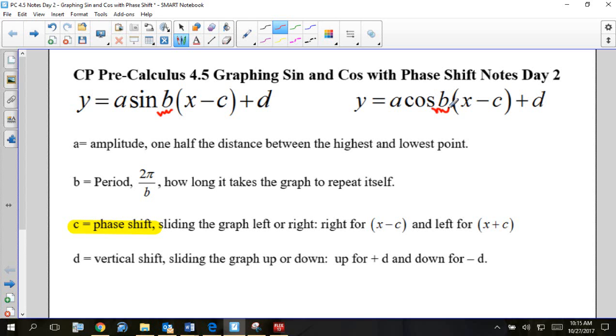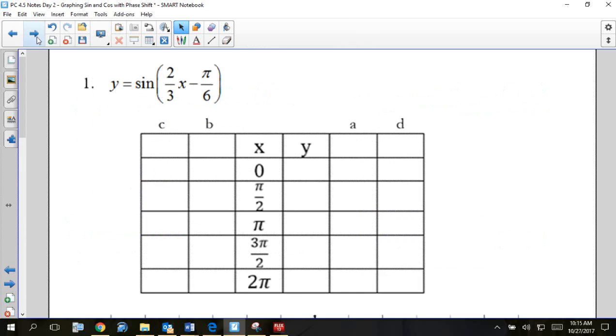And we did this in chapter 1 too. When there was a number in front of that X, we had to factor it out before we could find the correct left or right translation. Remember that? We're doing the factoring before. So it comes back again. It's the same thing. Maybe the second time around, it's going to be a little bit more familiar. So first example, we've got y equals sine parenthesis 2/3 x minus pi over 6.